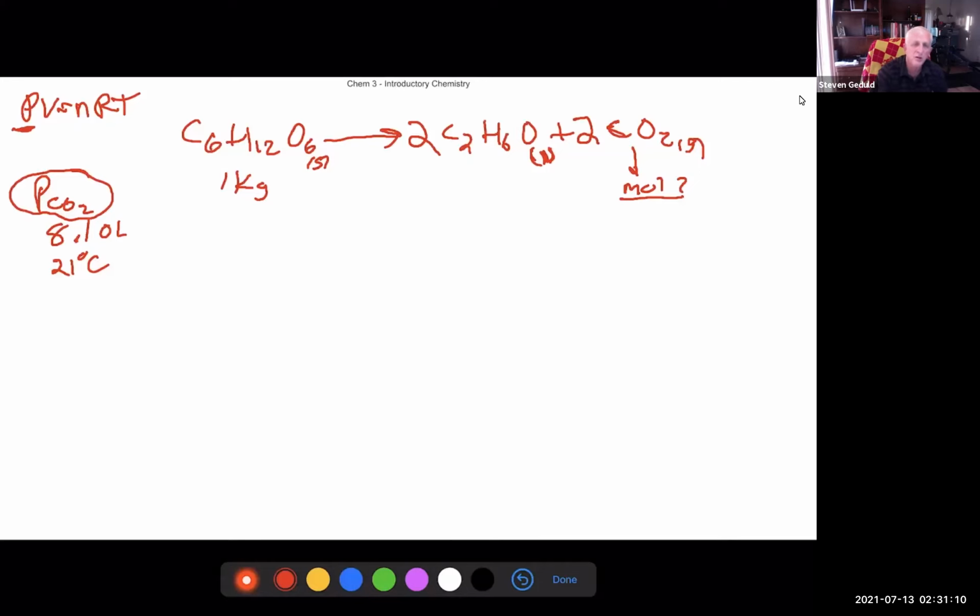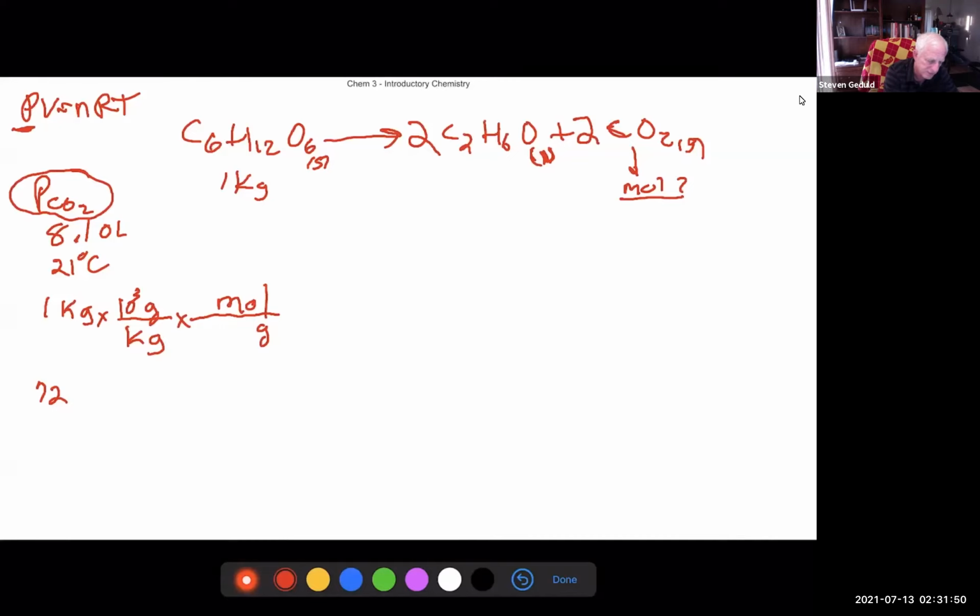We're starting with 1 kilogram of glucose. I have to convert that into grams. A kilogram is 1,000 grams. Okay, now I've got grams. From grams, I have to go to moles. You've got to get to moles to use your chemical equation. So I have 6 carbon, 12 hydrogen, 6 oxygen. So 6 carbon is 72. What's 12 times 6? 72, right?